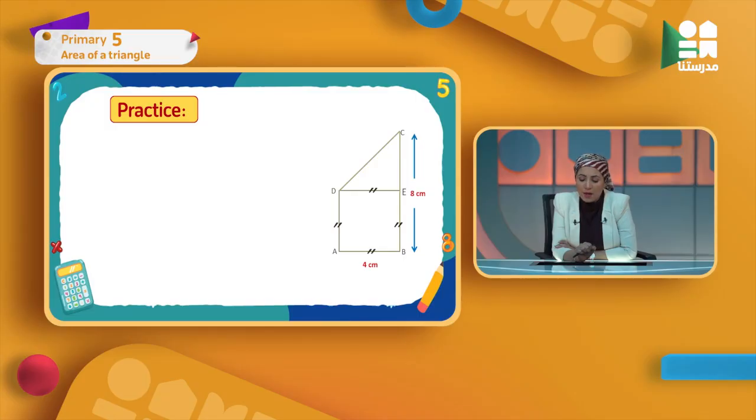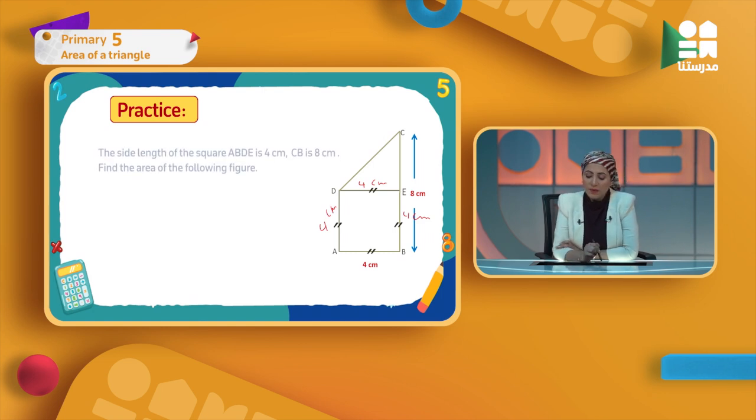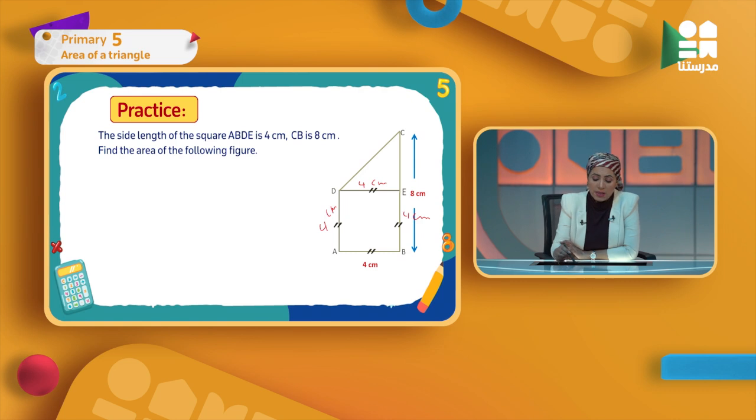Okay, now let's move to another example. Here, we have a square ABDE, and the side length of this square is 4 centimeters, which means every side I have is equal to 4 centimeters, because all the sides of a square are equal in length. Now I have also CB, as you see here, CB with the blue arrows is 8 centimeters.